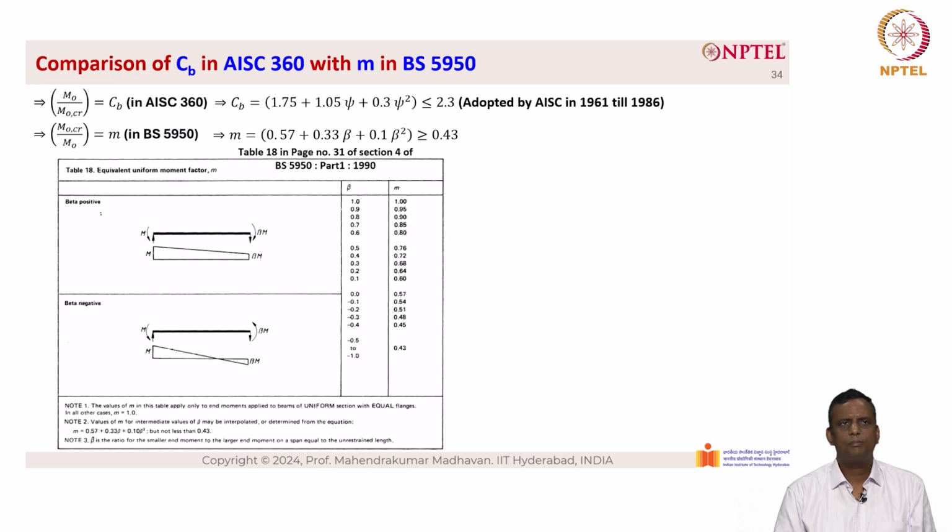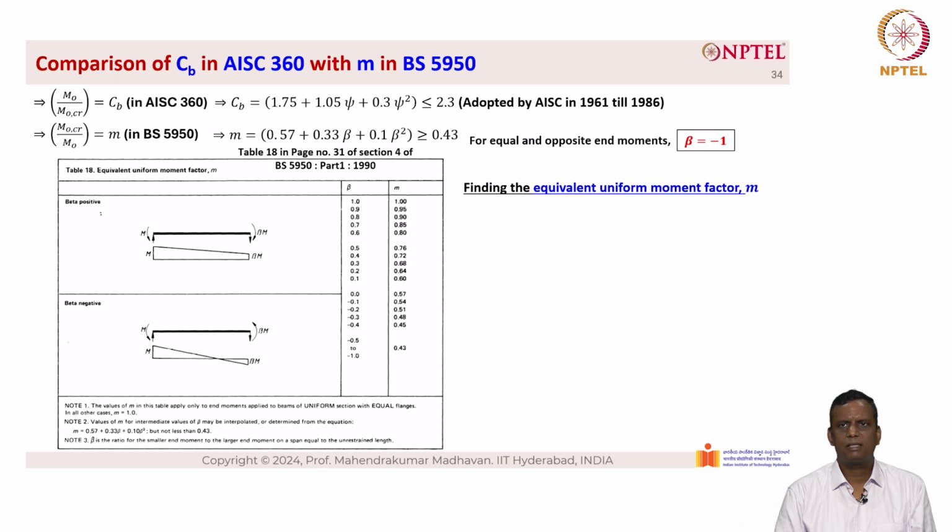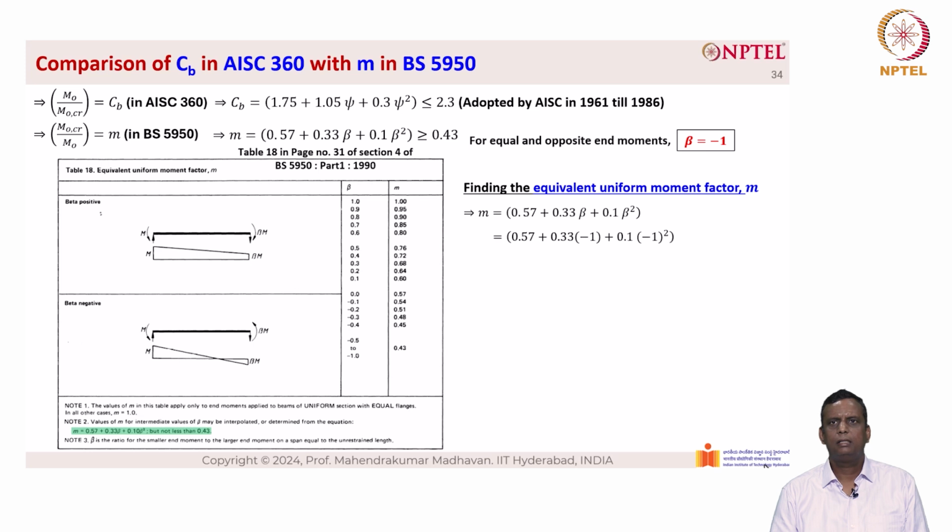We can see that the term m is defined as equivalent uniform moment factor. So for equal and opposite end moments, we have beta equal to -1. So finding the equivalent uniform moment factor m, we have m equal to 0.57 plus 0.33 into beta plus 0.1 into beta square. Now when we substitute the value of beta equal to -1, we get m equal to 0.57 plus 0.33 into -1 plus 0.1 into -1 square. We get the value of 0.34, but however this value should not be less than 0.43, as you can see from the left hand side highlighted in green color as per the code BS 5950.